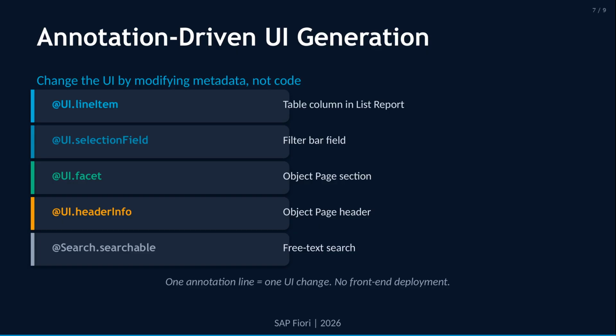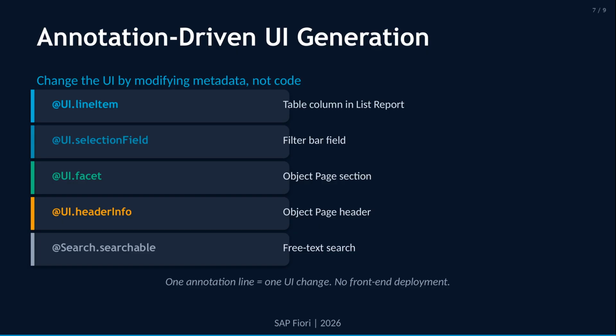Search annotations enable free text search on specific fields. Common annotations include @Search.searchable and @Search.defaultSearchElement. OData annotations add metadata like value helps, text associations, and facets.